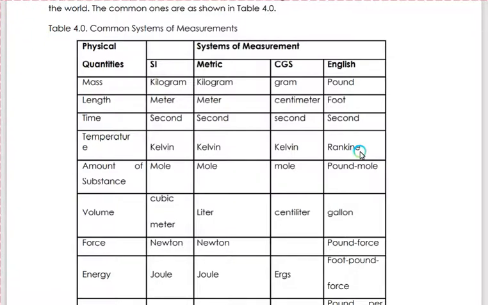For force, that will be Newton for your metric and SI. Pound force naman siya for your English unit. So pound force is just pound lang siya po ng measurement. So, or pound lang siya, or LB, or LBF for pound force.